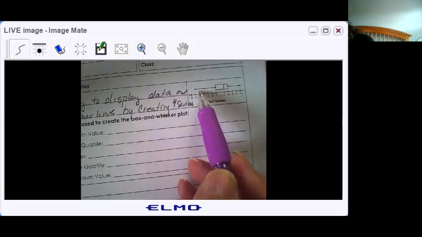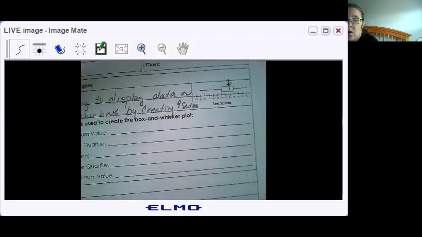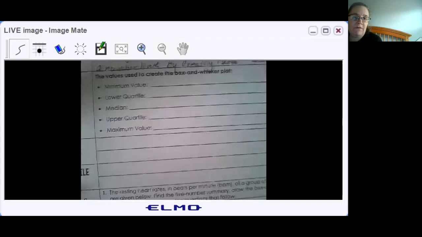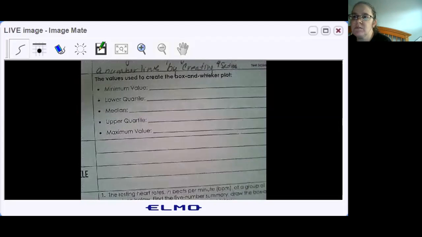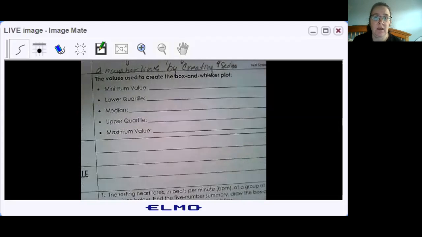This piece right here is where we start from. That's where everything starts from. That's called the median. And then we have other key terms that go around it. We have the minimum value. Now, what does minimum mean? When we think about minimum, we're thinking about the smallest possible piece of information out of what we have.